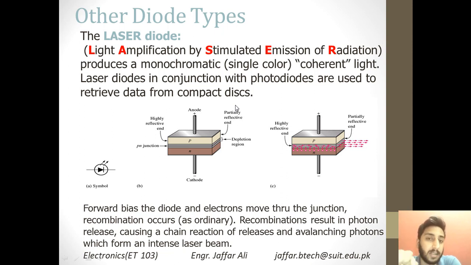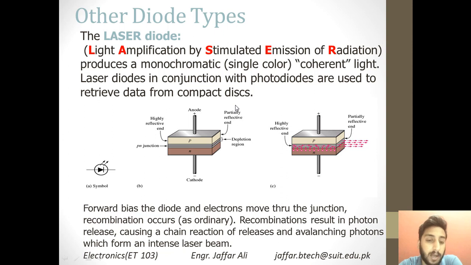That is the reason that it is termed light amplification by stimulated emission of radiation. So you have basically increased the intensity of the light, and for that reason this is termed a laser diode. And it normally works in forward bias. The diode works in forward bias, and electrons move through the junction, and recombination occurs as ordinary, and the result of the recombination is the release of photons.